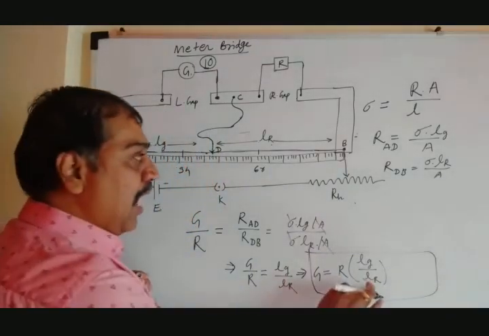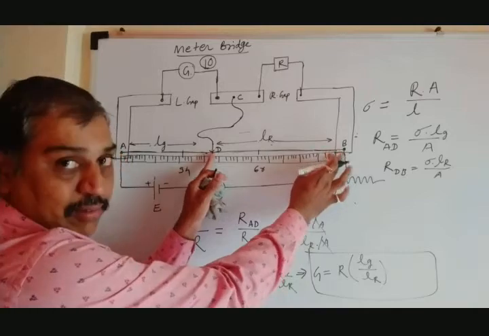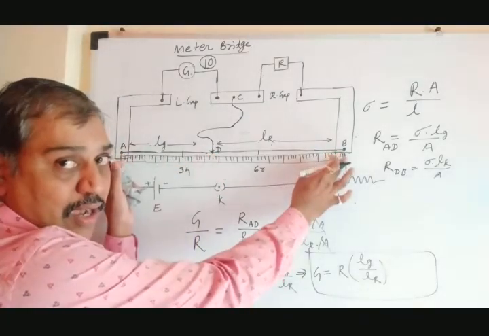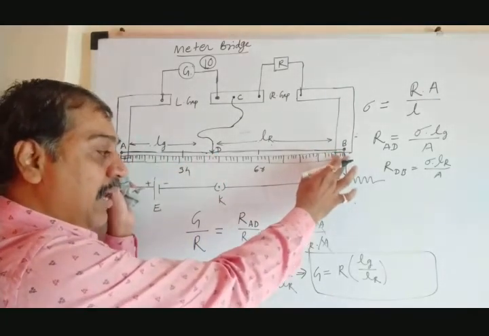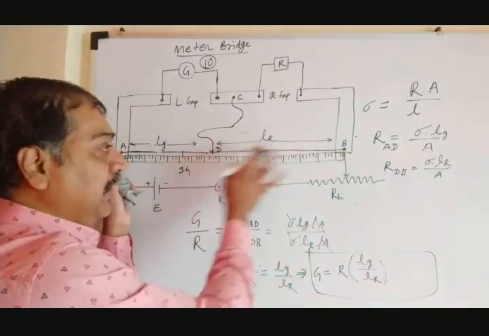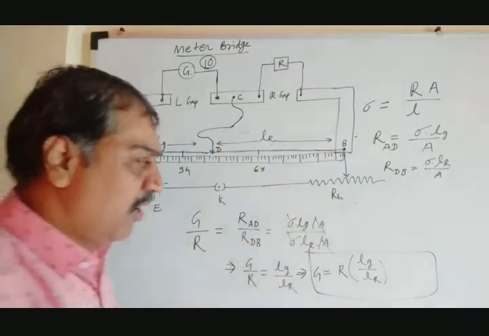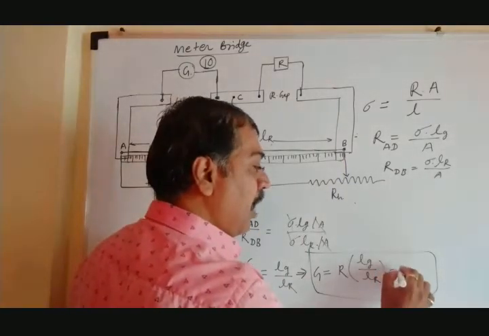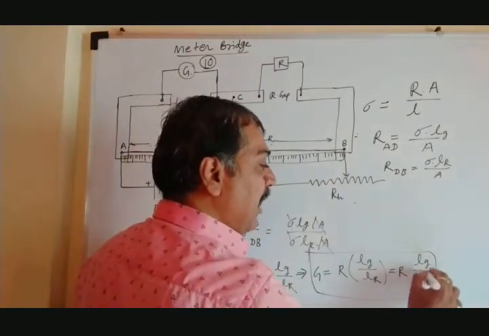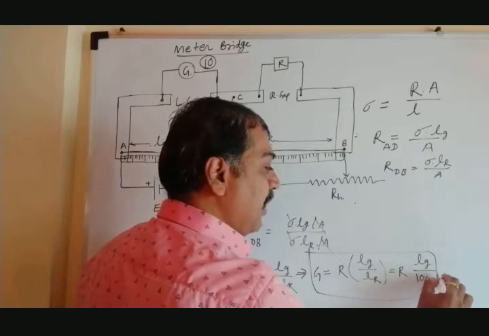Now see, what is Lr? This much length is Lr. The total length is 100, so 100 minus Lg is Lr. So put it here. You can write G equal to R Lg divided by 100 minus Lg.